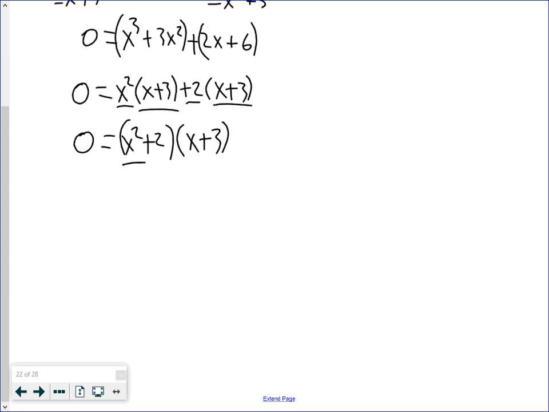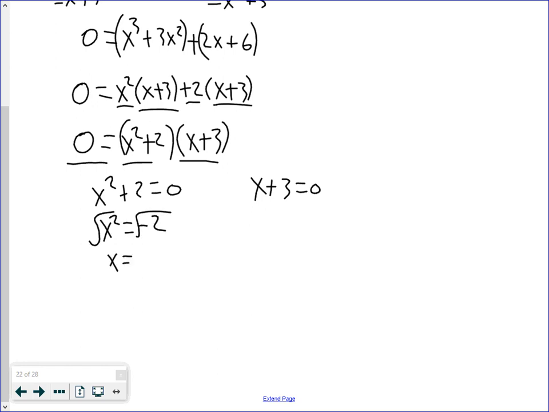So I'm going to set each factor equal to 0 now. Since this whole thing already equals 0, I'm going to set each one equal to 0 and solve for x. So in x squared plus 2 equals 0, I get x squared equals negative 2. And we get plus or minus the square root of negative 2.